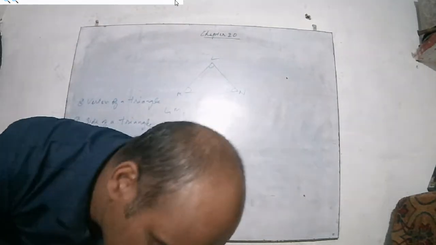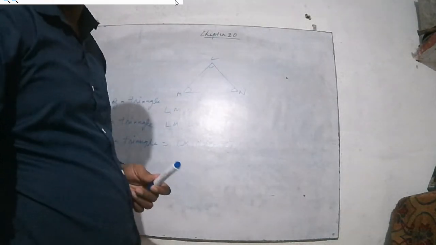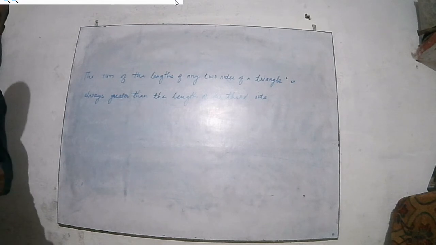So here you have to do question number 3. Measure the side of each triangle given, where you all have a ruler. You have to measure it. Suppose this one is given here.